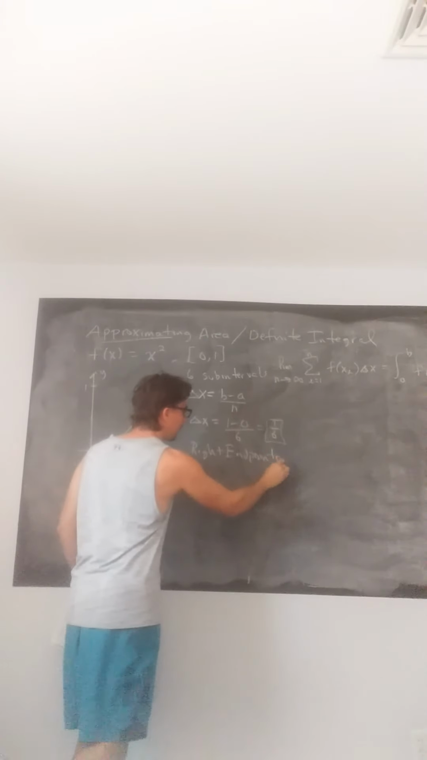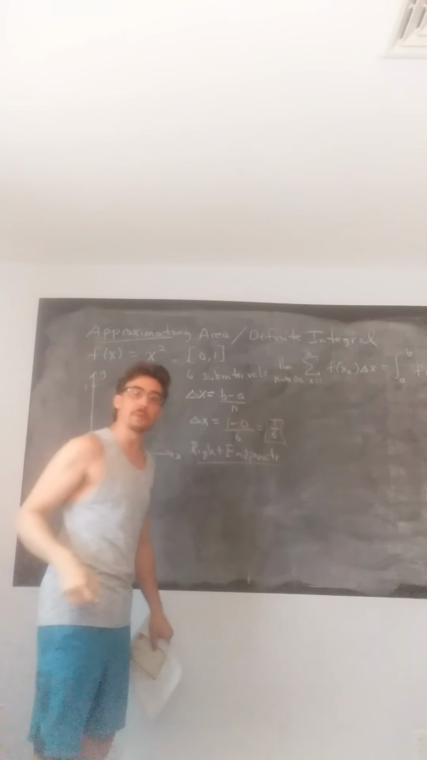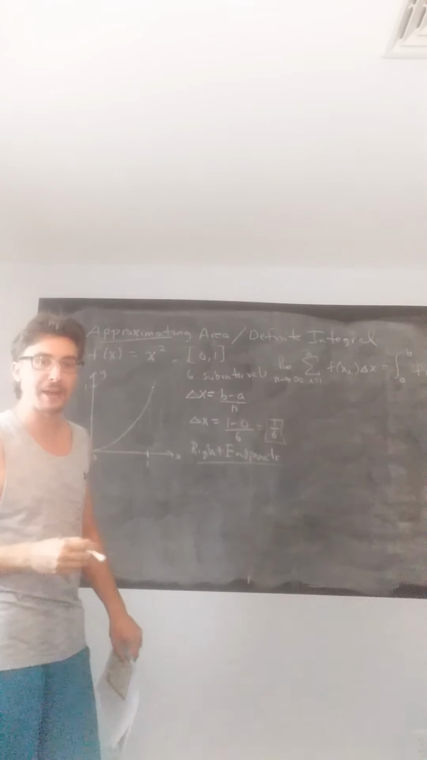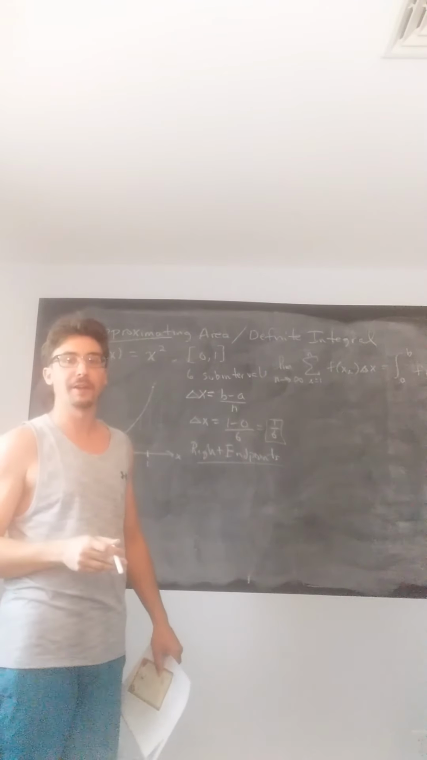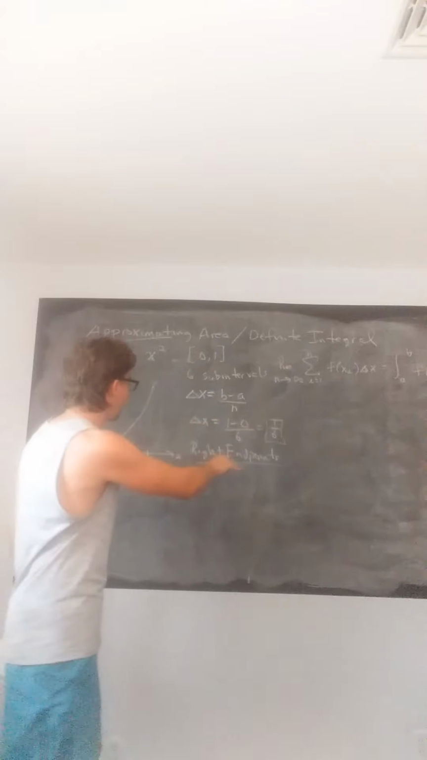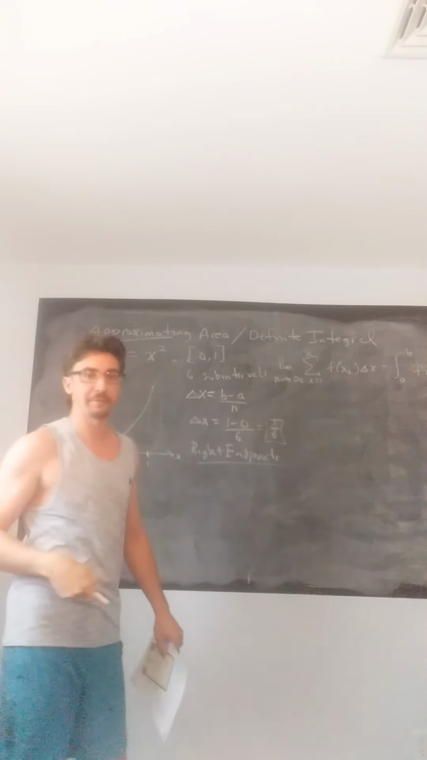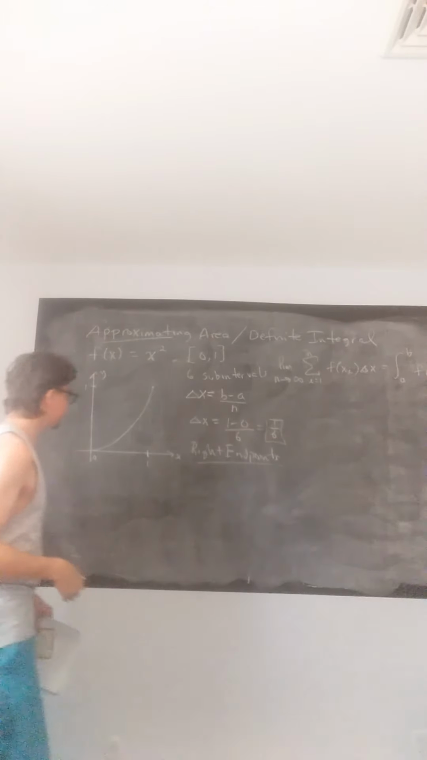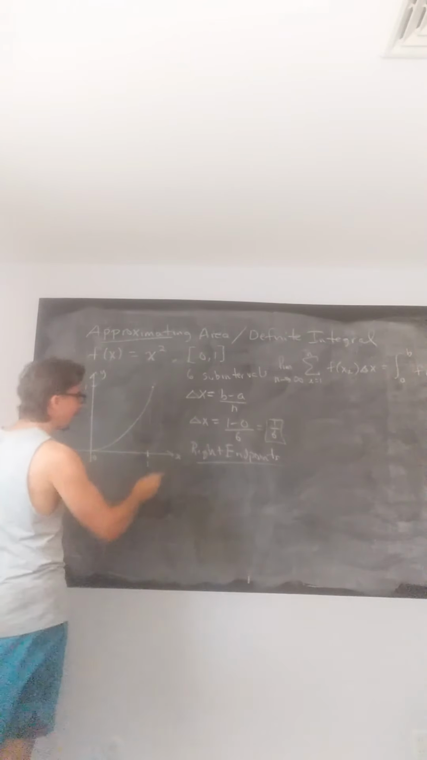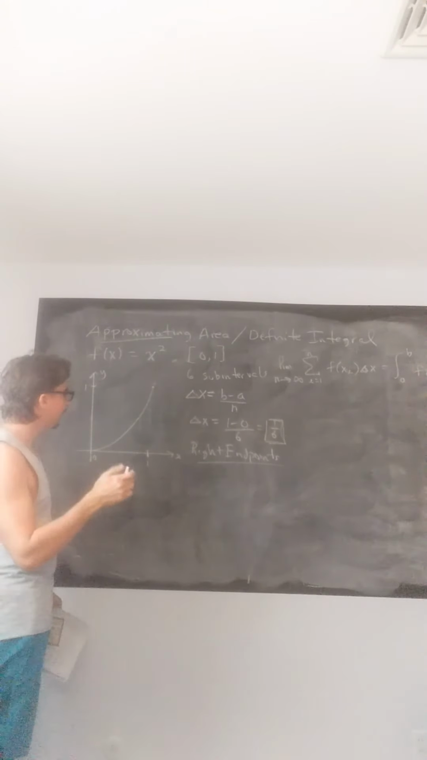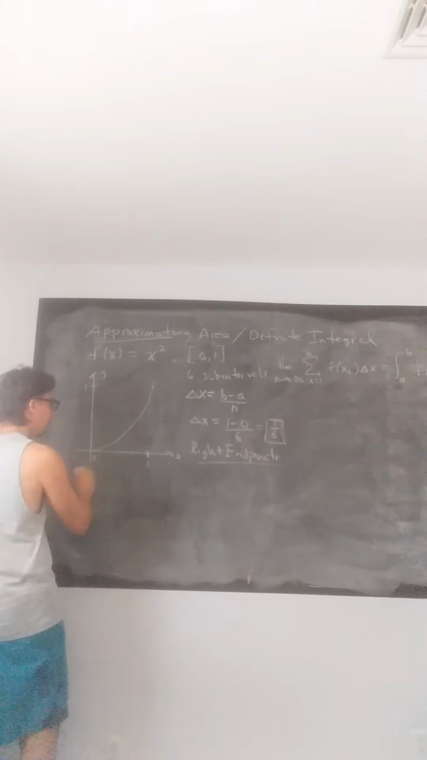There's also something called right-hand Riemann sums, which is a little more of an abstraction. We're not going to cover that. We're just going to jump from finding an approximation of the area right into the definite integral itself. So each of these rectangles we're going to approximate has a thickness of 1/6.